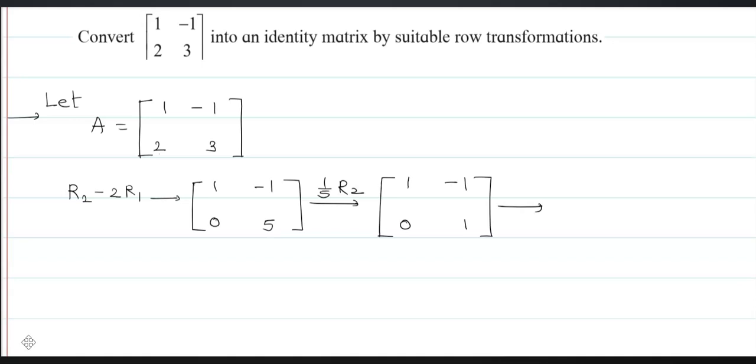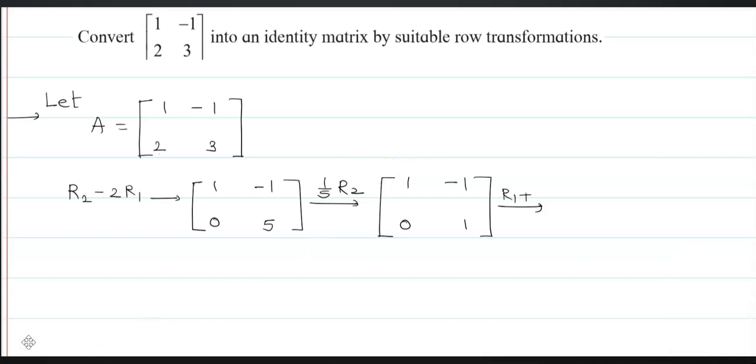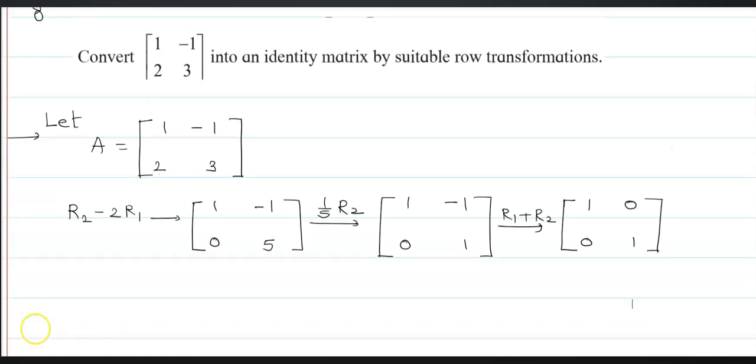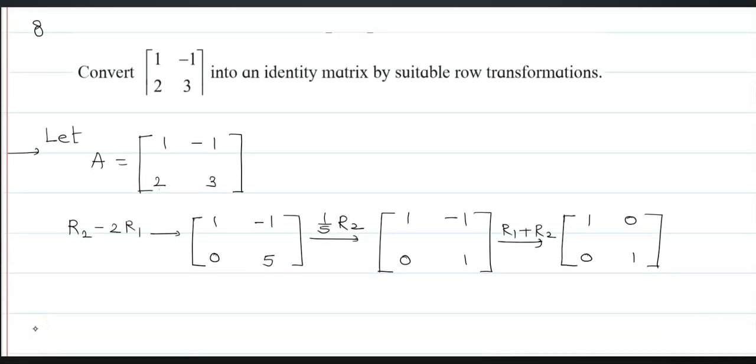Next, if we add R1 plus R2, that is minus 1 plus 1, that will become 0. And 1 plus 0 remains unchanged. Therefore, we get the identity matrix by R1 plus R2, that is 1, 0, 0, 1. And this is our required result. You can see this here. Now the next is the required result.